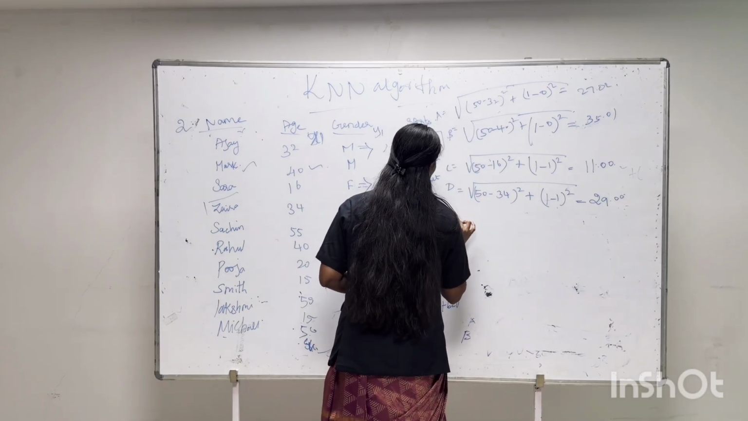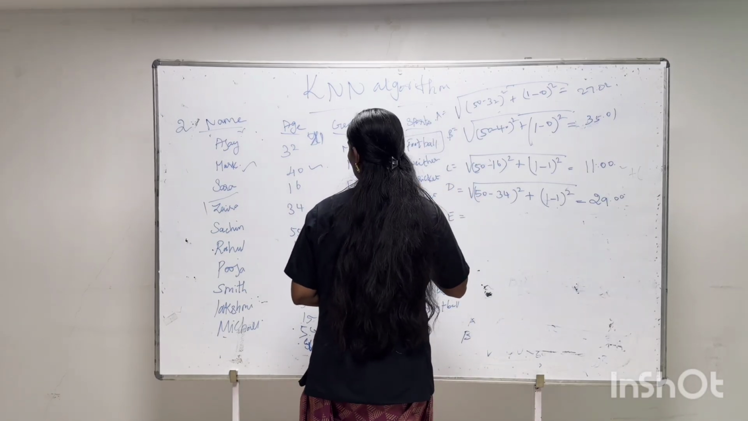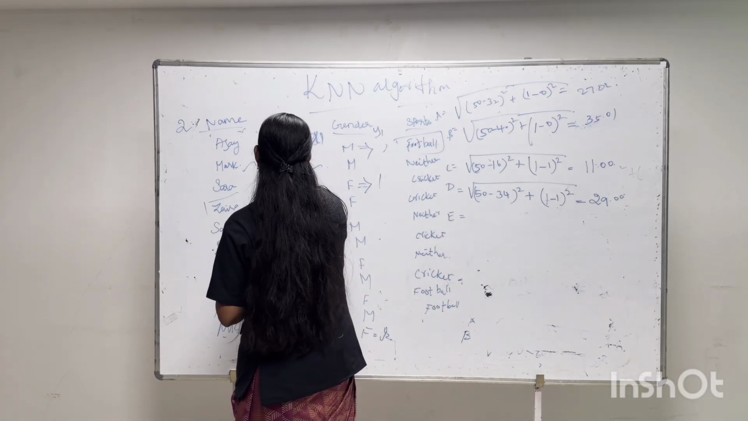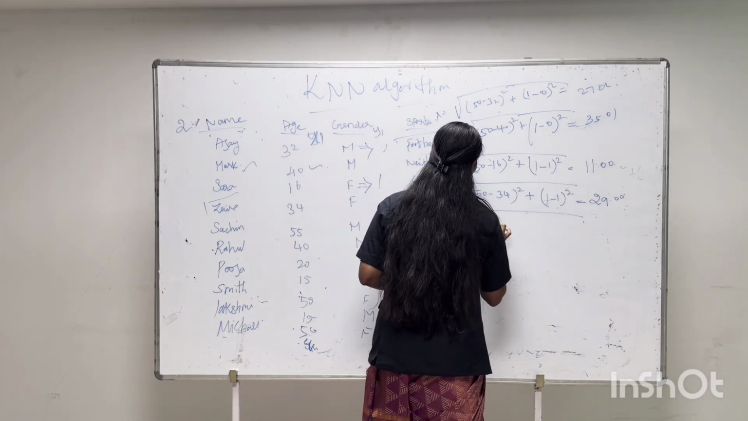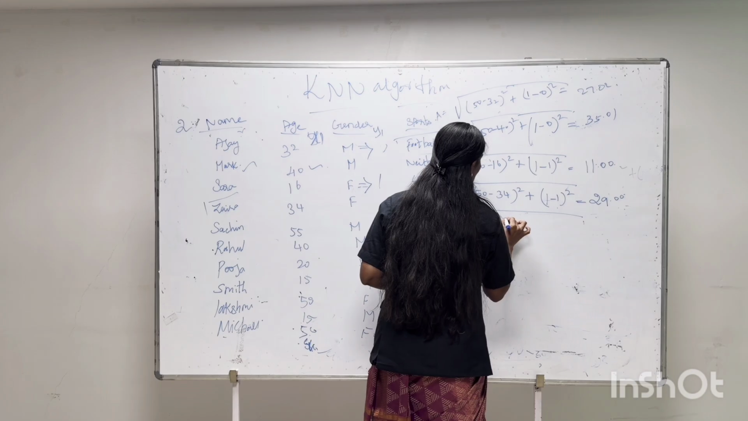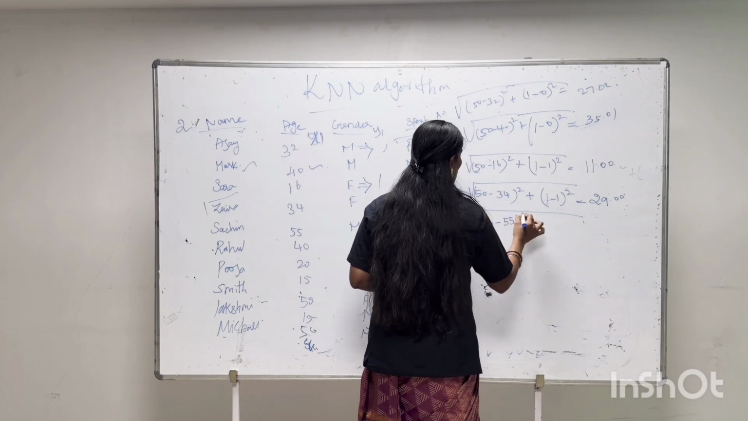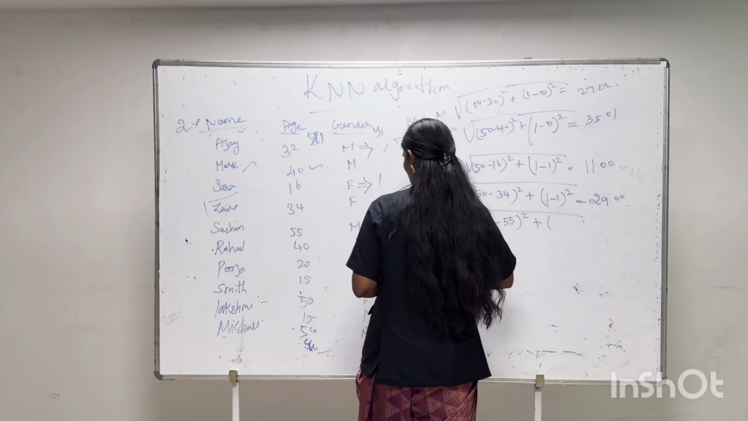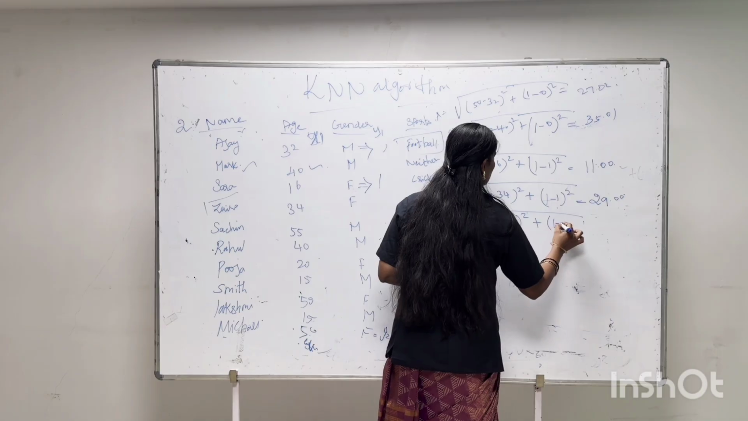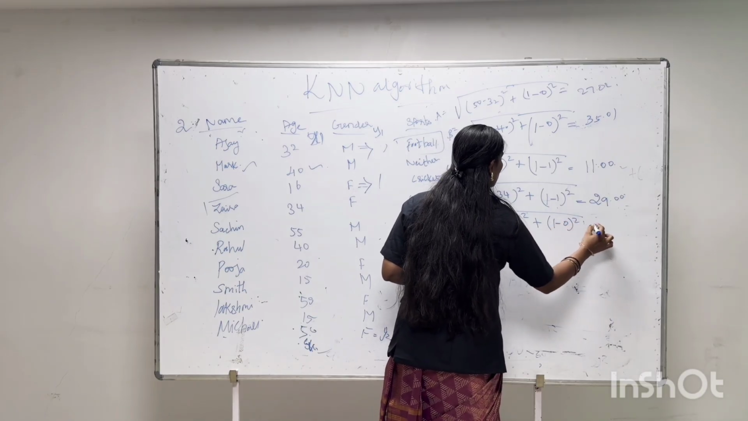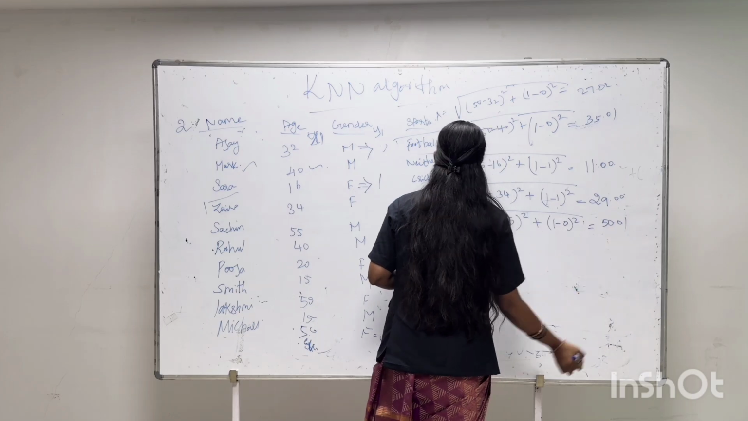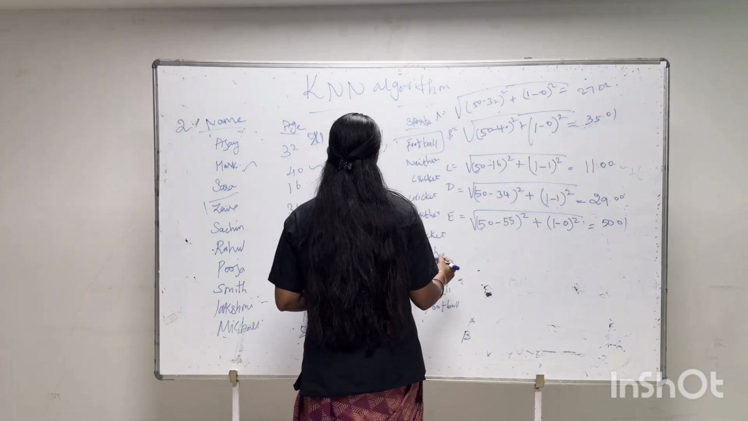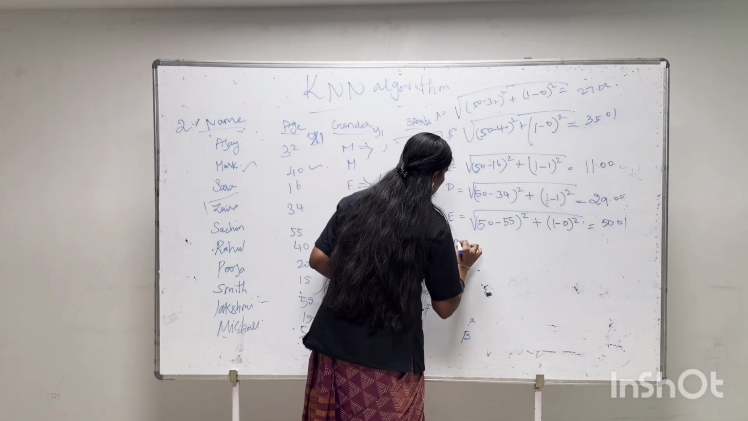And next one is for Sachin. We are going to find Sachin. The age was 55. So 50 minus 55 whole square plus female, 1 minus 0 whole square, the value will be 50.01.